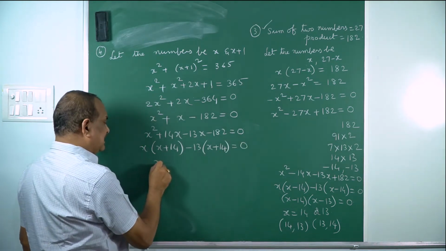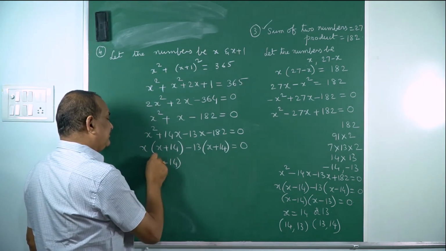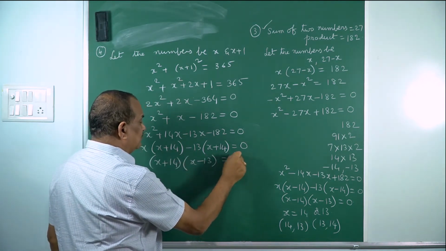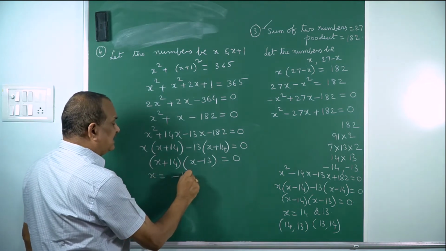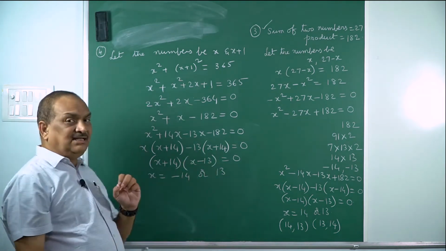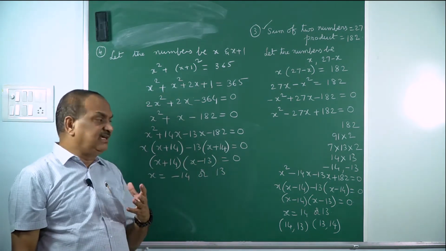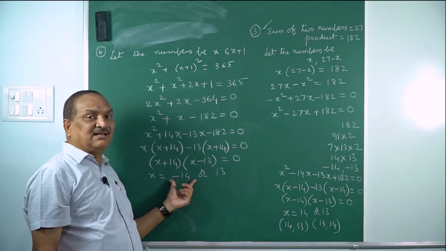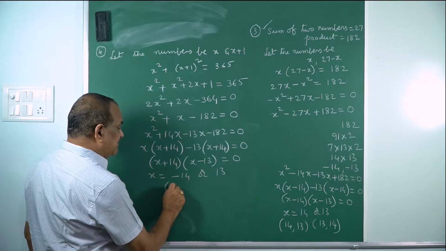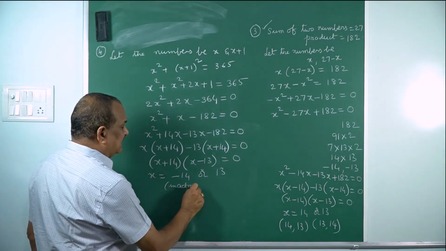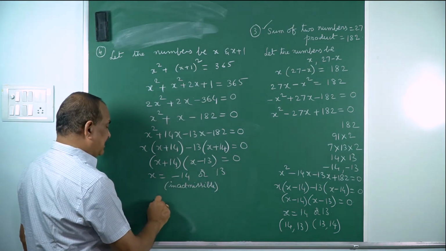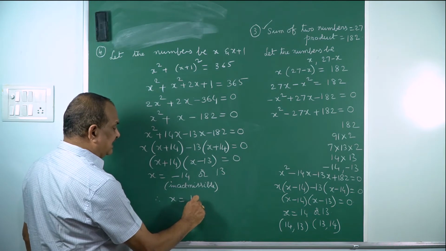Again, x plus 14 is a common factor, and x minus 13 is equal to 0. So the x value can be minus 14, or if this is 0, the x value is 13. As I told you, you must be very careful here. This cannot be the value of x because x is a positive integer. So this value is inadmissible, meaning I can't admit it, I can't accept it. Inadmissible root. And therefore, x must be 13.